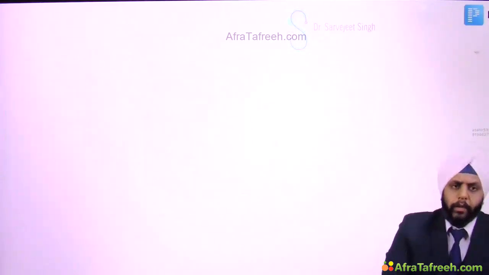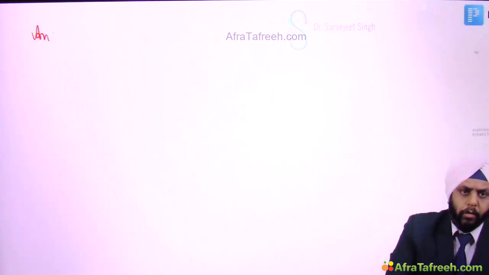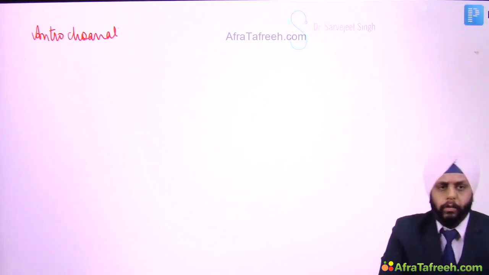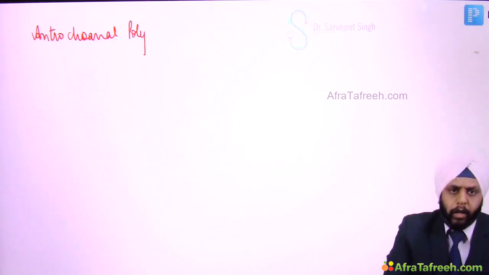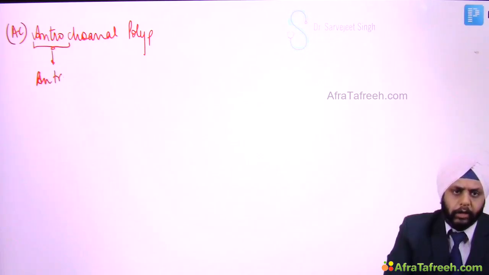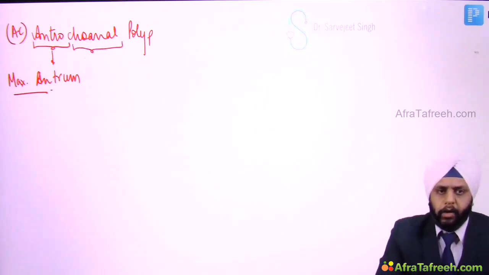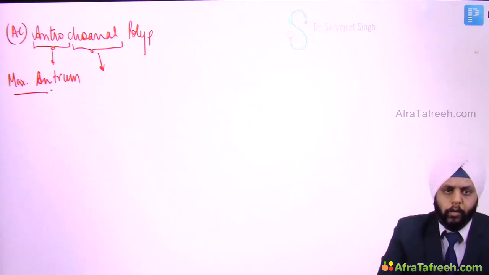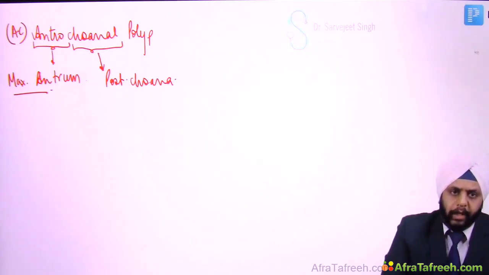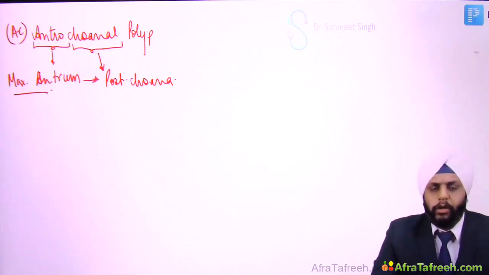Now let's see over here, enterochoanal. The name itself is telling you that this polyp, enterochoanal polyp, also known as AC polyp, starts from the antrum. Which antrum? Of course, the maxillary antrum. Choanal: this polyp goes towards the posterior choana. So it starts from the maxillary antrum and grows towards the posterior choana.